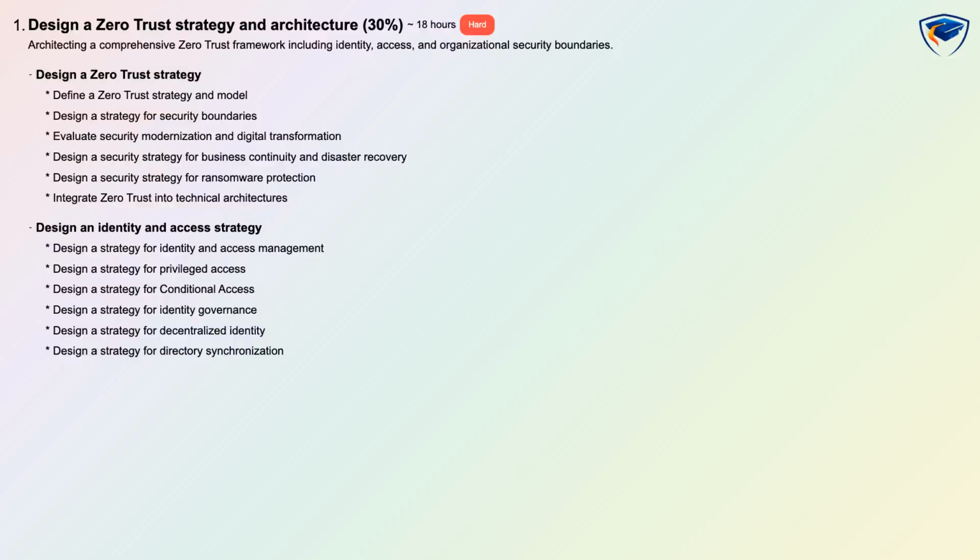You will learn how to define a zero-trust model and design security boundaries that match business needs, including strategies for business continuity, disaster recovery, and ransomware protection. The domain also covers identity and access strategies, such as privileged access, conditional access, identity governance, decentralized identity, and directory synchronization, and how to integrate zero-trust principles into technical architectures.